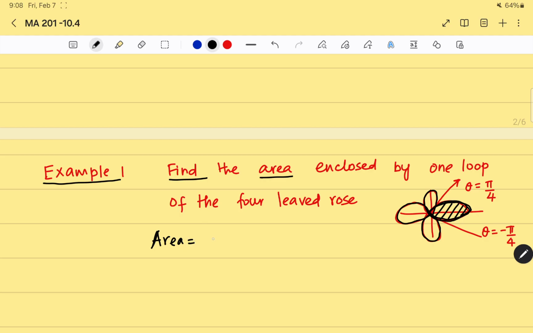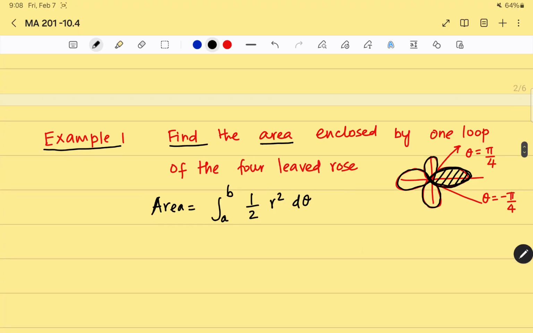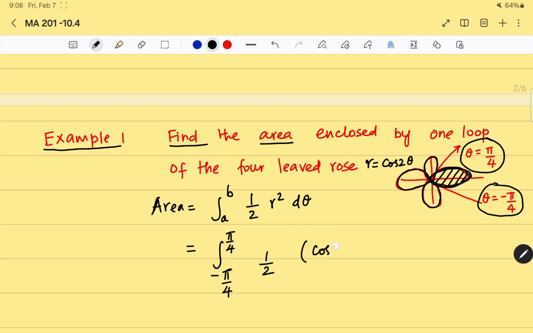So what is the formula for area? Area is equal to integral a to b half r square d theta. Now we are going to have the equation. The equation is missing in the question, so let me write it here: r is equal to cos 2 theta. So this equals integral, theta from minus pi by 4 to plus pi by 4, of half r, which is cosine 2 theta the whole square, d theta.